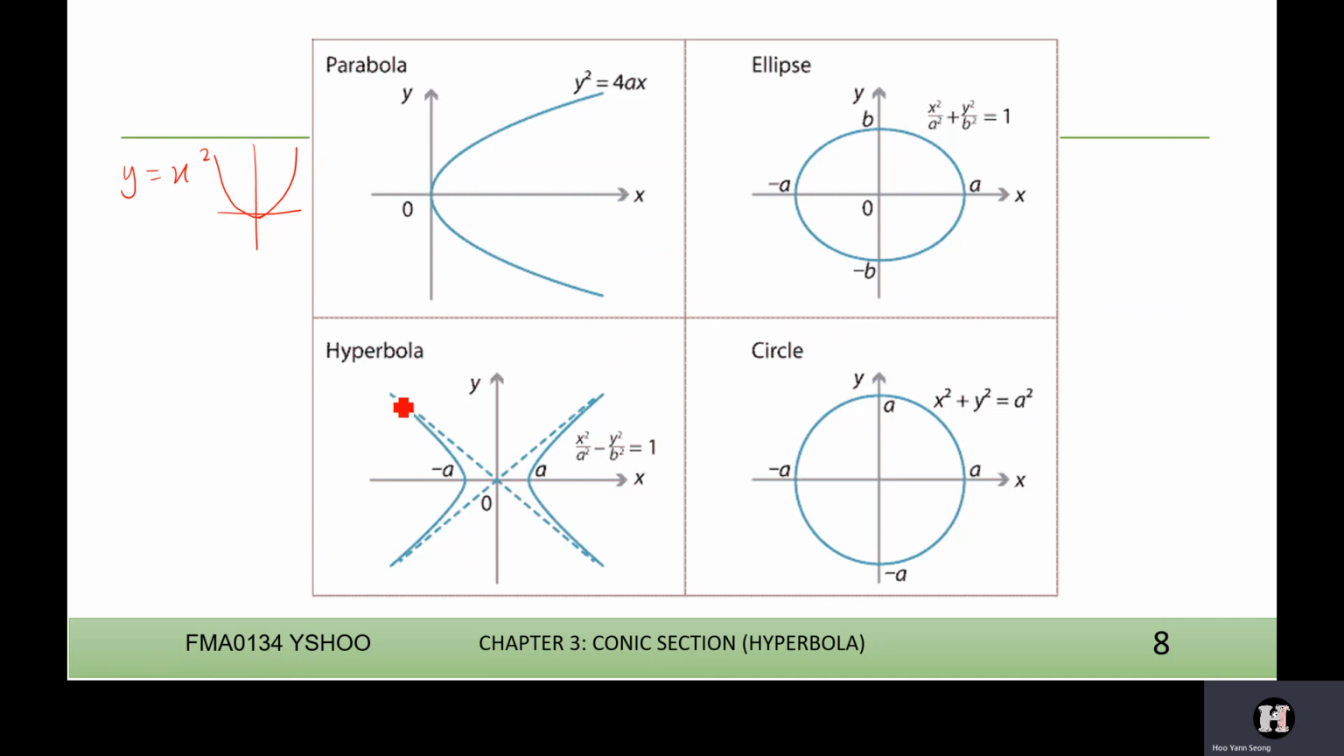And then the last but not least is our hyperbola. As I said, the hyperbola is the most special among all four. It comes with a pair. It must come with a pair, two curves, and these two curves are symmetric at the center. Later on you will see. So these are the four shapes.